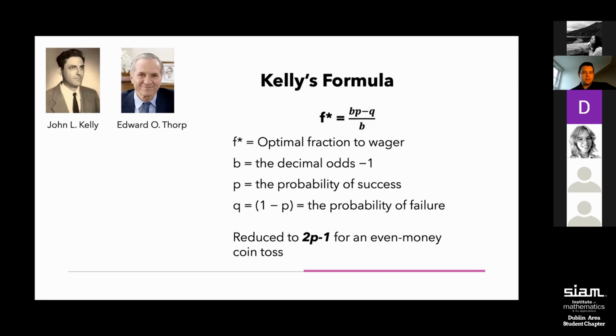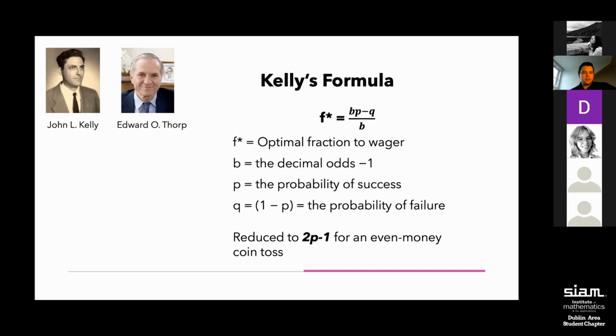So the formula is f* equals (bp minus q) over b. f* is the optimal fraction that you should wager. b is the decimal odds minus 1. p is the probability of success, and q is the probability of failure. This can be reduced to 2p minus 1 for an even money coin toss. That's because the decimal odds for that is 2, so 2 minus 1 gives b just equal to 1.